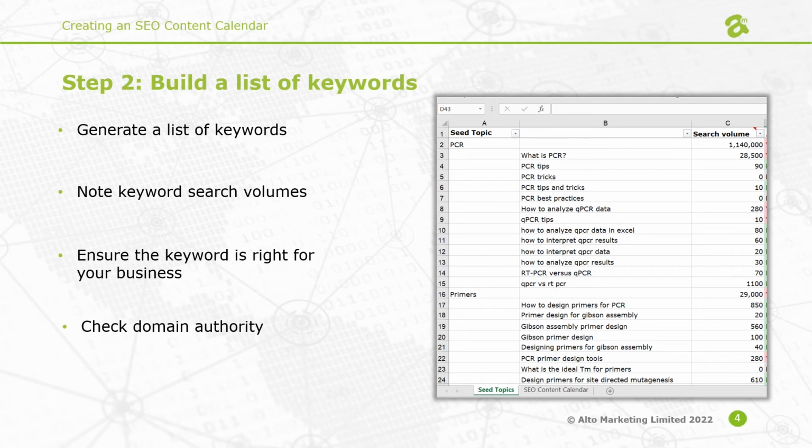And finally, you need to compare the domain authority of your site against your search engine competitors. So they are the people who feature when you might search for a term such as PCR tricks. You need to ensure that on that first page, your domain authority is higher than at least one of those.